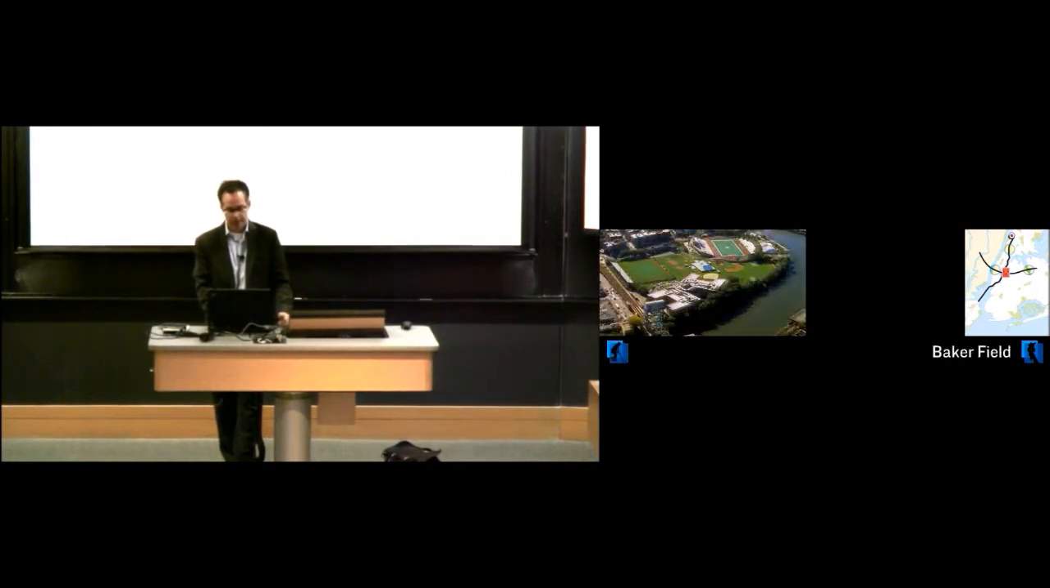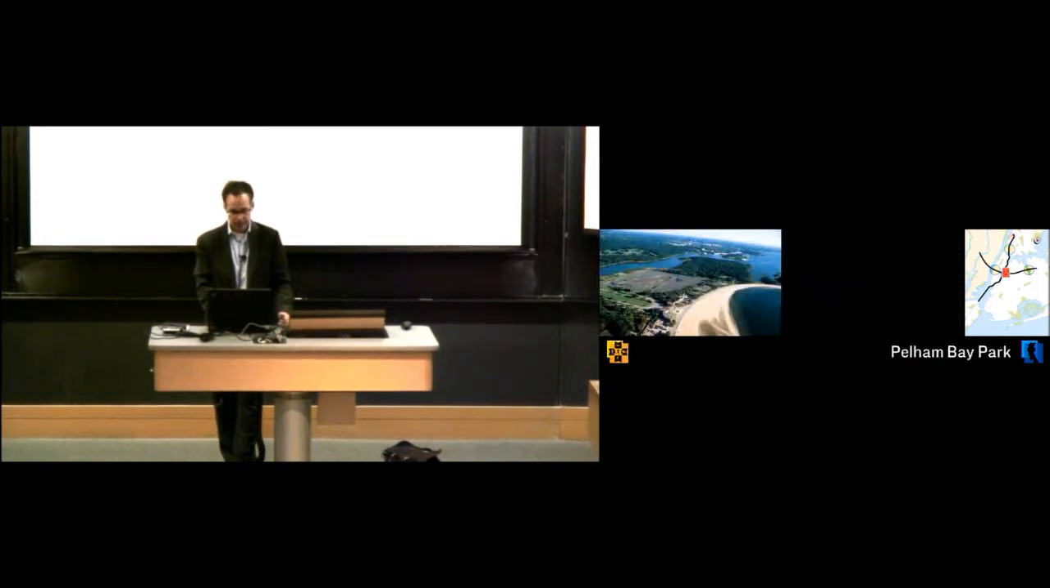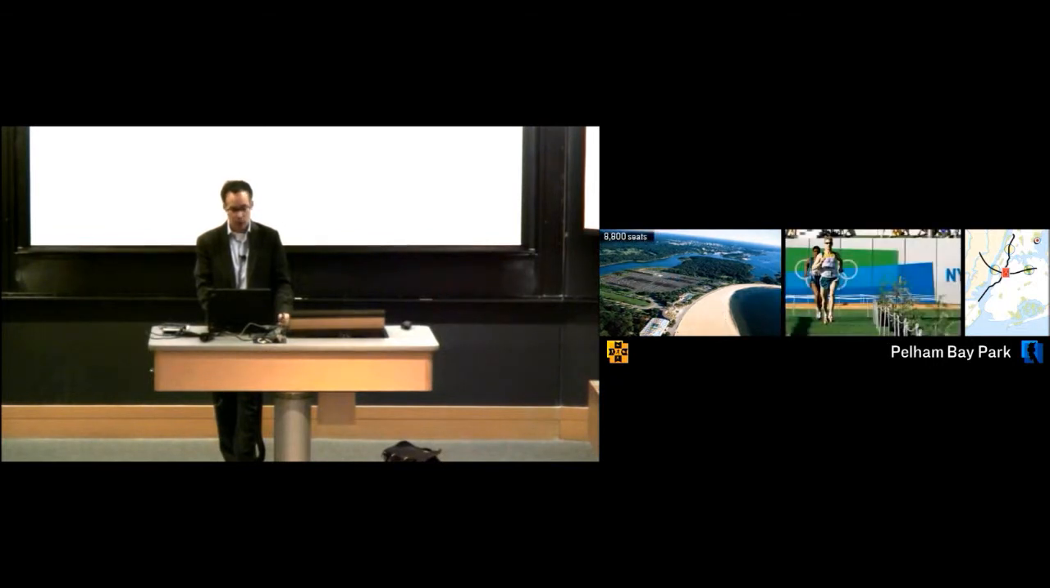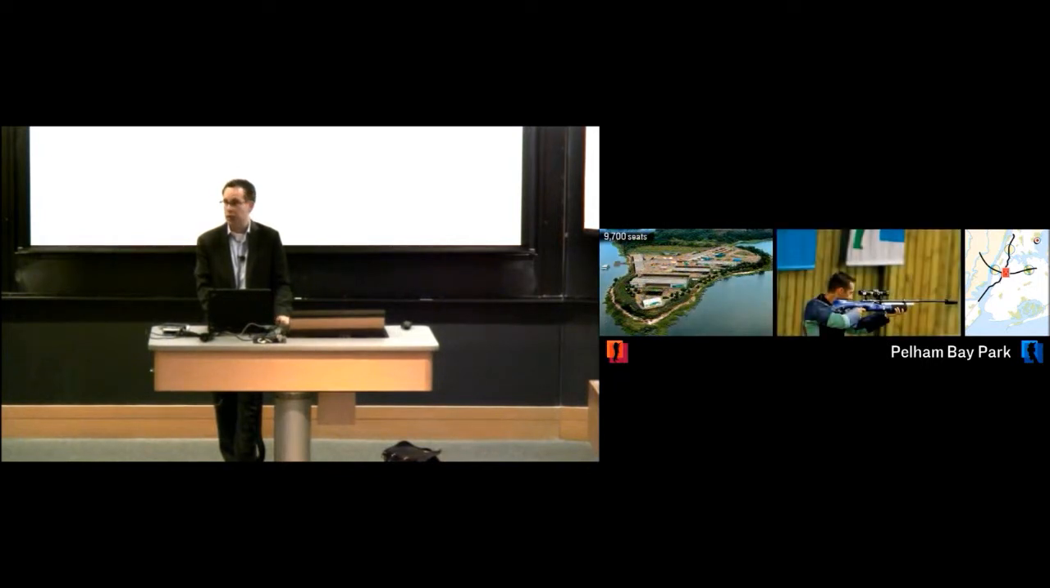Up at Columbia, we would have field hockey, where they play football, and then modern pentathlon in Orchard Beach, north of the city. One of the legacies that we were hoping for would be the Pelham Bay Park, where the NYPD currently has their shooting training facility, that would transform into something that would house shooting during the Olympics and be left over as a legacy for the NYPD afterwards.